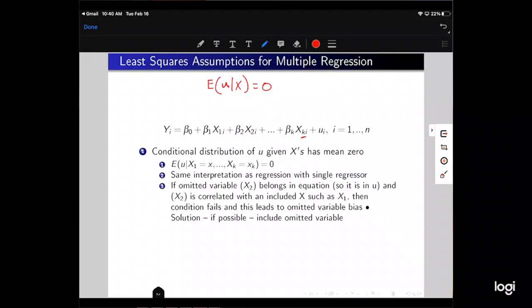So we're saying what's contained in u, xk plus 1, some additional regressor, is a problem if it's correlated with x1 or whatever variables we want in our model, and then if it's also a predictor of y, it leads to omitted variable bias. The solution is, if possible, include the omitted variables.